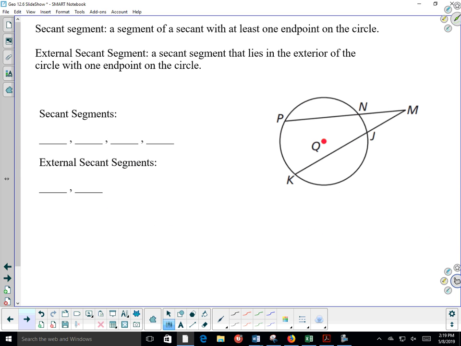All right, so let's take a look at the definition of a secant segment. A secant segment is a segment of a secant with at least one endpoint on the circle. I've got external secant segments. That would be a secant segment that lies in the exterior of the circle with one endpoint on the circle.